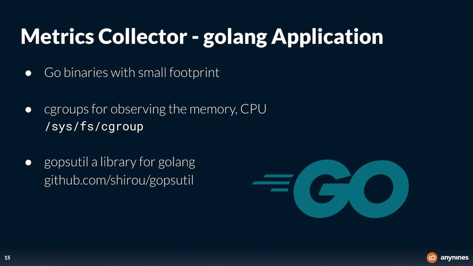Linux containers rely on control groups, which expose metrics like memory, CPU, and others. Control groups are exposed through a pseudo file system, and you can find the file system under /sys/fs/cgroup. Under that directory, you see multiple subdirectories, which actually correspond to different cgroup hierarchies. There's also a good library you can use to get the system metrics.